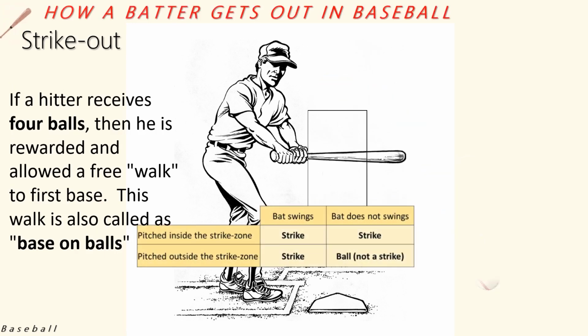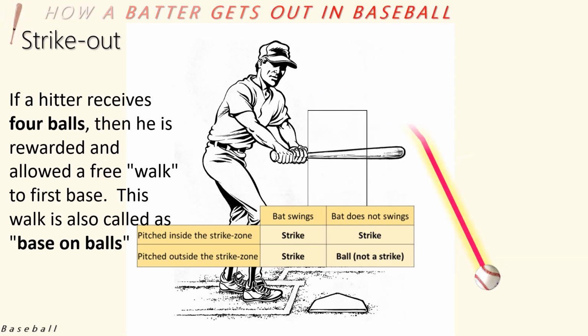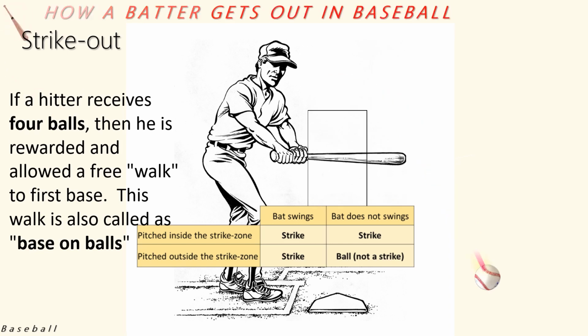Remember that if the pitch is outside the strike zone and the hitter does not swing his bat, then it is known as a ball. If a hitter receives four balls, then he is rewarded and allowed a free walk to first base. This walk is also called base on balls.